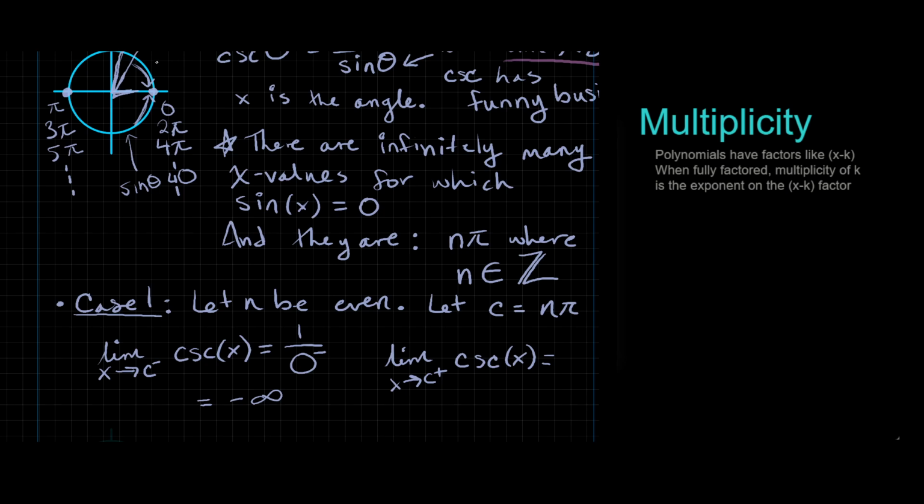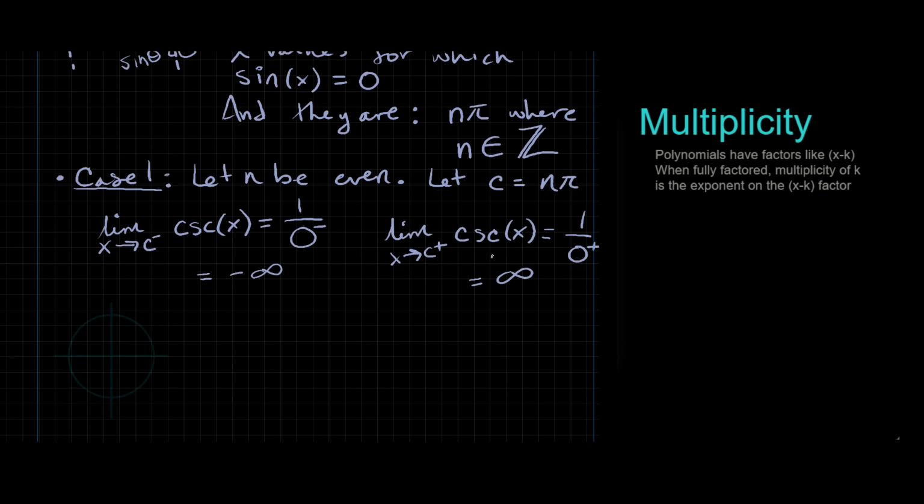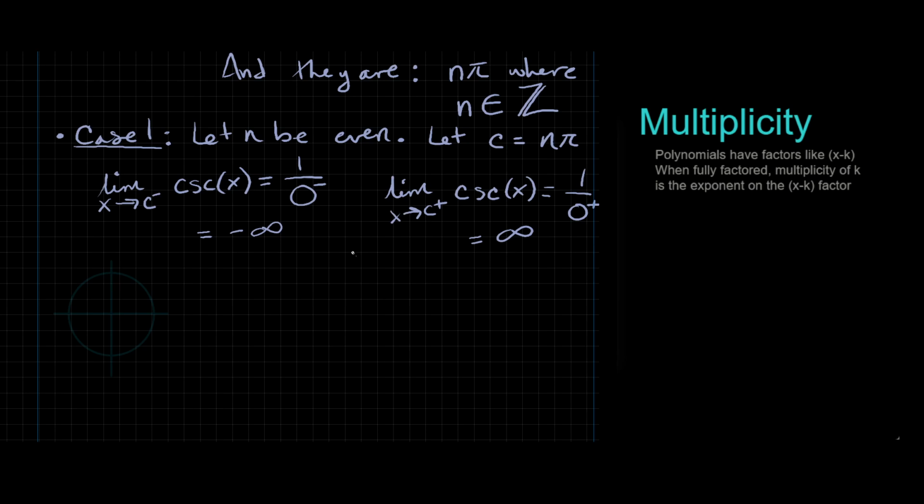Okay, up here, your y values are positive, so sine is returning all positive numbers. So that's going to go to 0 from the right. Sine goes to 0 from the right. So cosecant blows up to positive infinity. Cool? So the behavior at an even multiple of pi will go like this. From the left, it goes to negative infinity, and from the right, it goes to positive infinity.